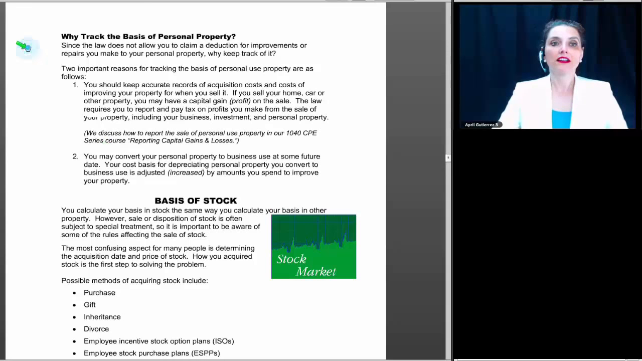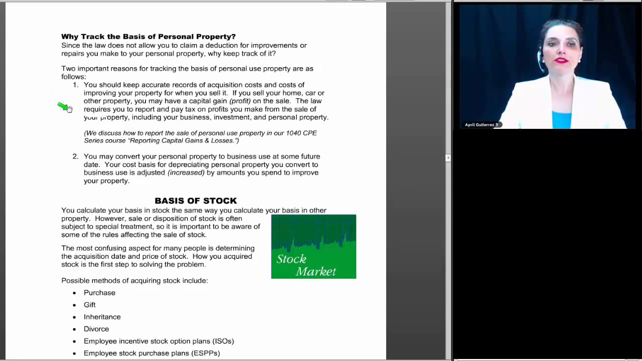And since the law does not allow you to claim a deduction for improvements or repairs that you make to your personal property, it is often the case that people don't realize they should keep track of their basis, and they don't. But the 2 important reasons for tracking the basis of personal property are as follows. You should keep accurate records of acquisition costs and the cost of improving your property for when you sell it. If you sell your home or car or other property, you may have a capital gain or a profit from the sale.